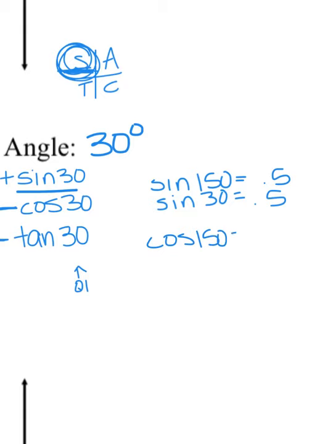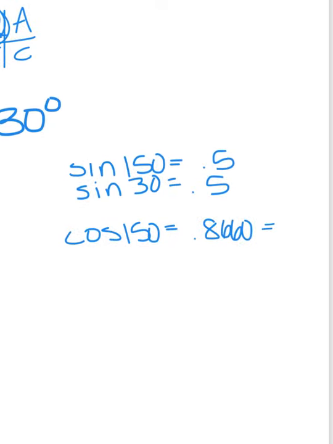Now, if you were to do cosine of 150, you're going to get that 0.8660 number, which I told you could memorize. That is the square root of 3 over 2. Okay? The only thing is you're going to get a negative for that. Sorry, negative 0.8660 because it's in quadrant 2. So cosine will be negative.